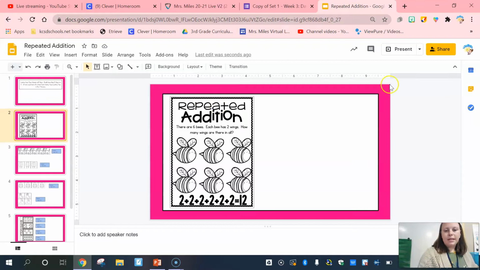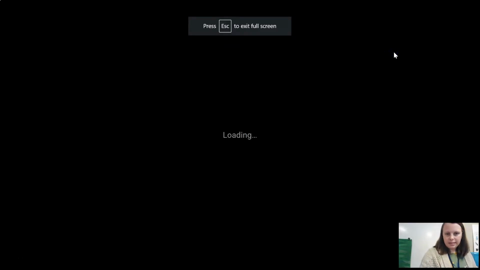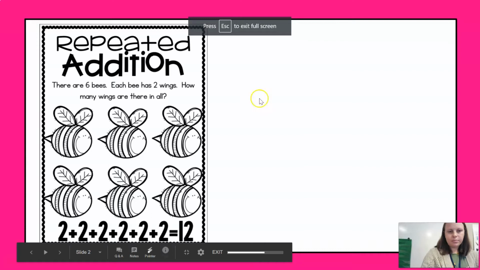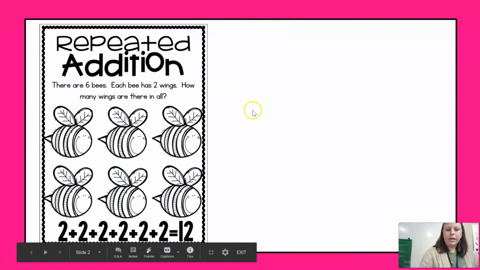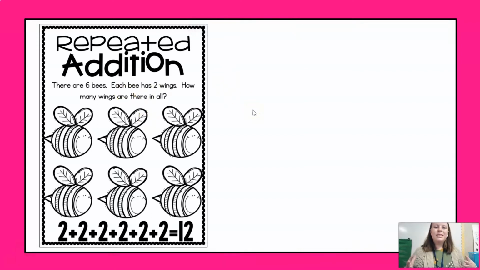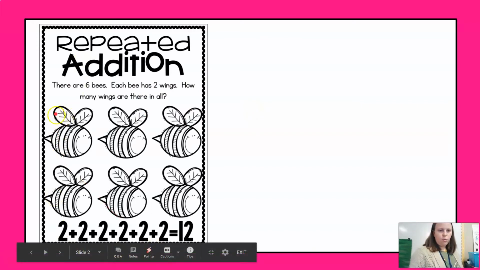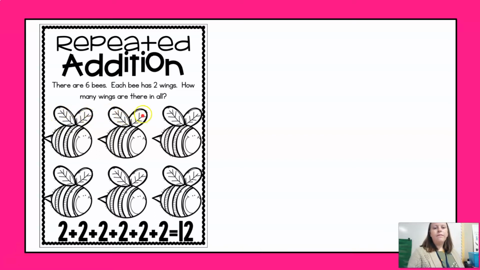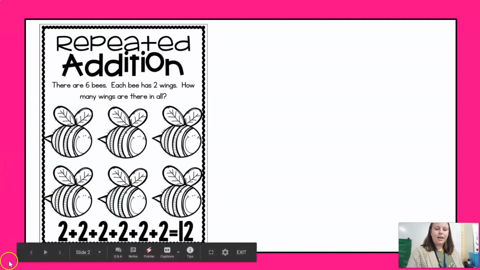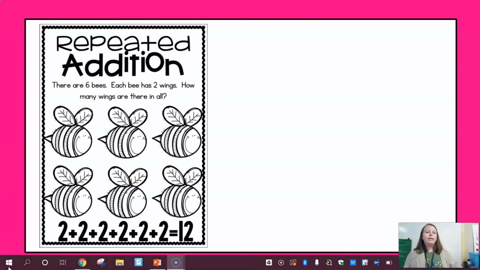There are 6 bees. Each bee has 2 wings. How many wings are there in all? So a way we can do this is instead of going 1, 2, 3, 4, we can skip count, or what's called repeated addition. And repeated addition is the same thing as skip counting. Isn't that crazy? So when we use repeated addition, we use the same number and we add it over and over and over again.